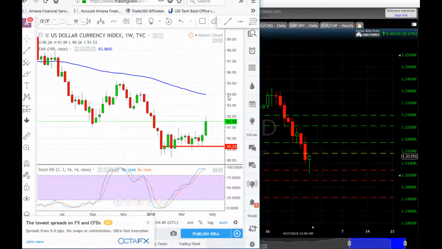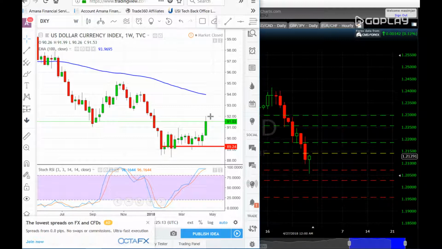I will start from the dollar index. As we can see, the dollar index has achieved 91.35, and the highest last week was 92. It went really high and tried to break 92 to achieve 93, but it couldn't. But if we see the stochastic on the weekly chart, it's going to be coming down, which may affect the dollar for sure.